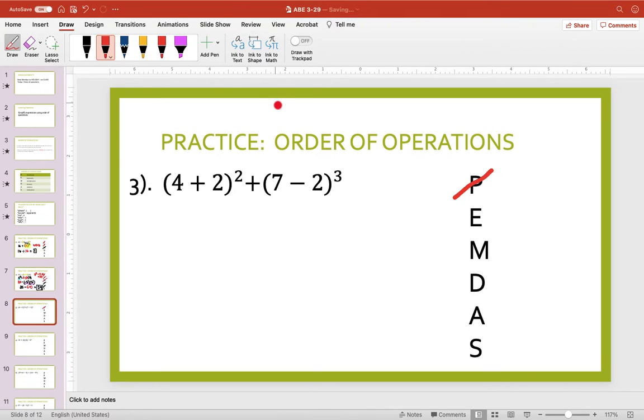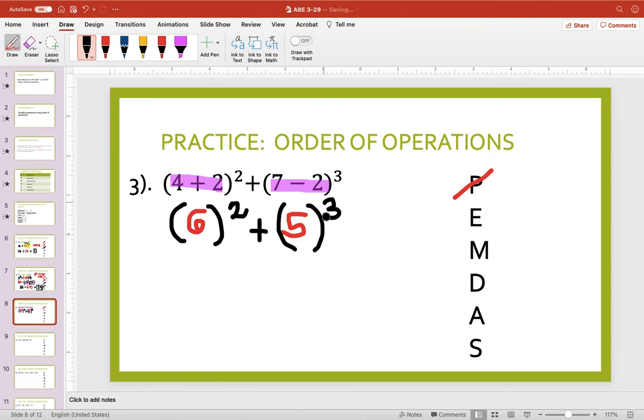First things first, I have parentheses. I have 2 parentheses that I need to simplify, and notice I just highlighted them. Okay, I'm going to go ahead and simplify what 4 plus 2 is. 4 plus 2 is 6, and then 7 minus 2 is 5. And again, nothing else changes with whatever is outside of your parentheses. So I'm taking 4 plus 2 to the second power plus 7 minus 2 to the third power.